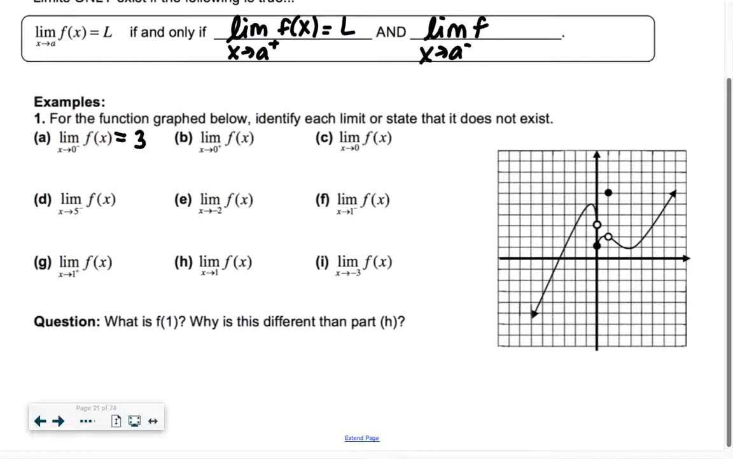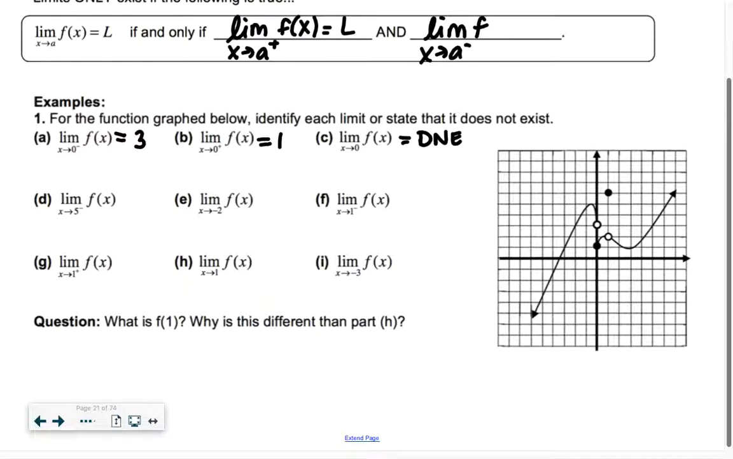As I come from the right side, so as I'm plugging in 0.5, 0.1, 0.01, 0.001, what y value do I get closer to? 1. You got it. So the limit as x goes to 0 in general? D and E, exactly.